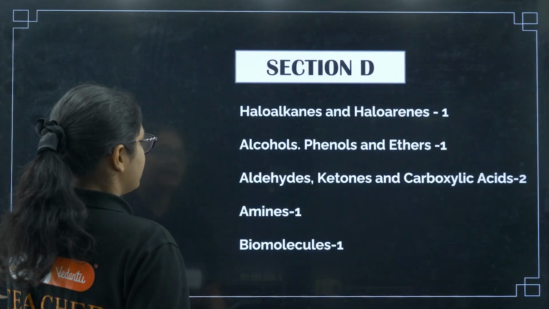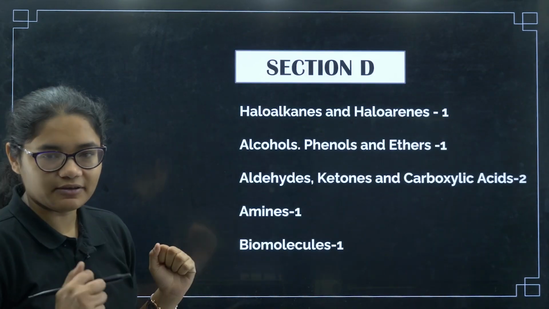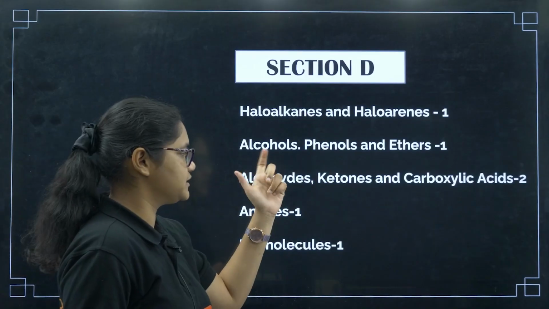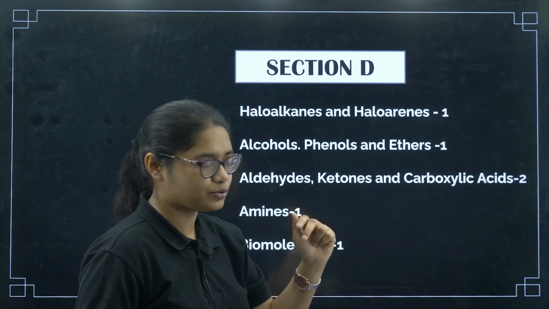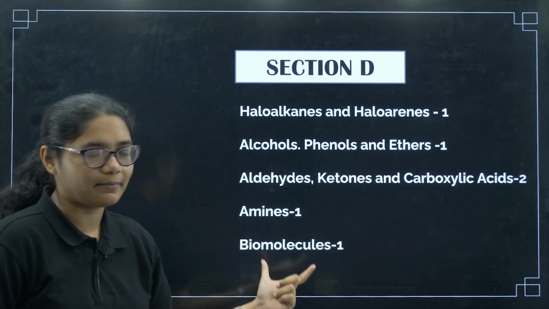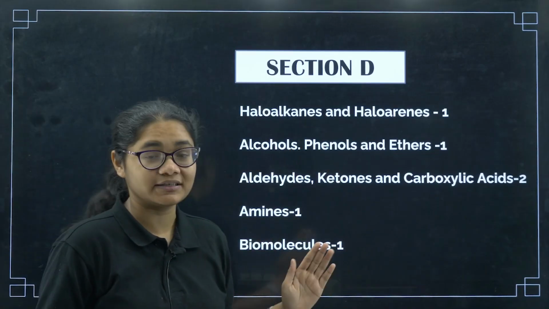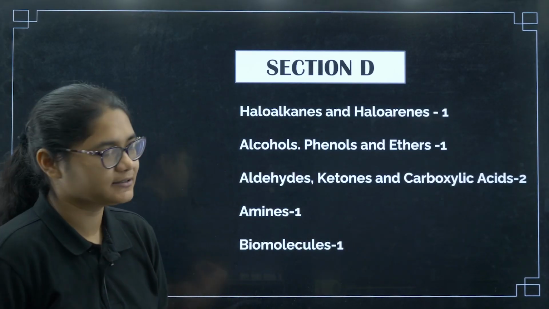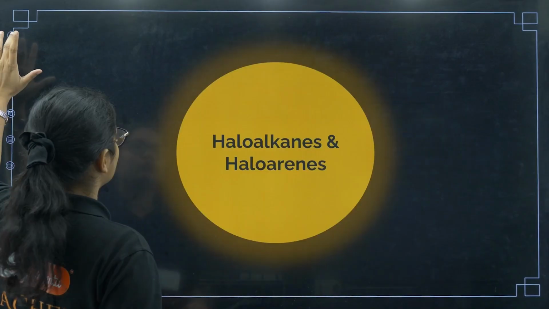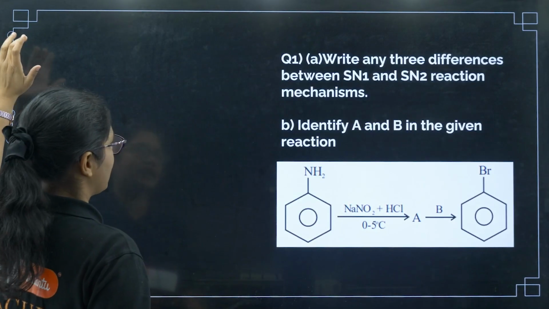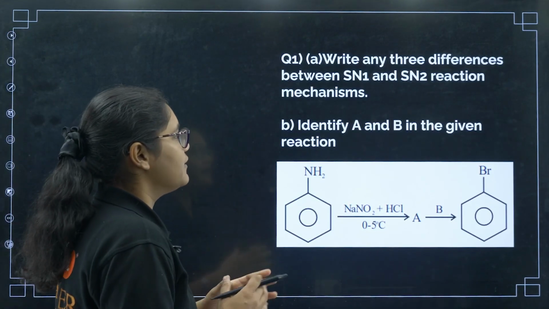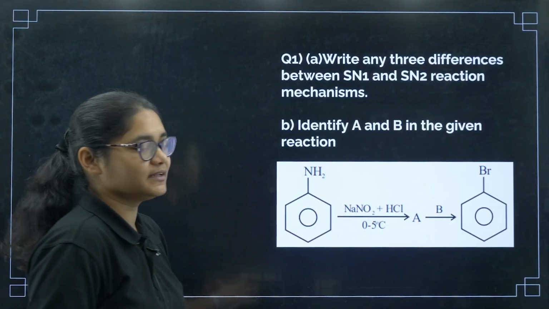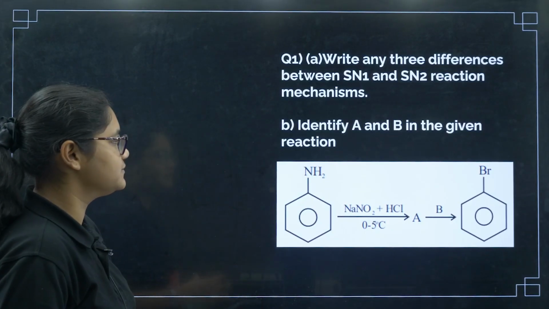So section D, we will be having 5-marker questions: haloalkanes 1 question, alcohols 1 question, aldehydes 2 questions, amines 1 question, and biomolecules 1 question. So there are a total of 6 questions, and you have to attempt any 4 out of 6. Now coming to the next one, haloalkanes and haloarenes. The first question, write any 3 differences between SN1 and SN2 mechanisms.